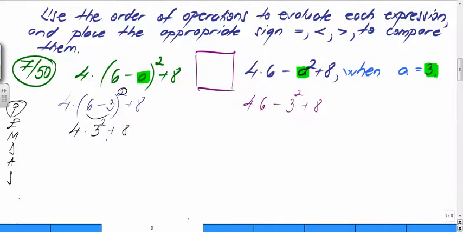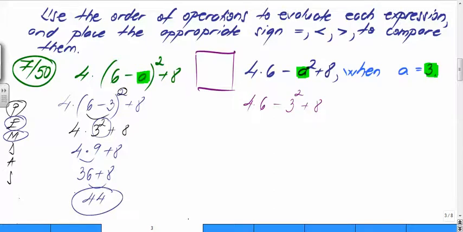Plus 8. What is the next step? Do we have exponents? Yes, we do. 3 squared equals 9. I have 4 times 9 plus 8. What is the next operation? Be careful. Multiplication. 4 times 9 is 36, plus 8, easy now, will be 44. This is your left side, 44. Let's try the other side.